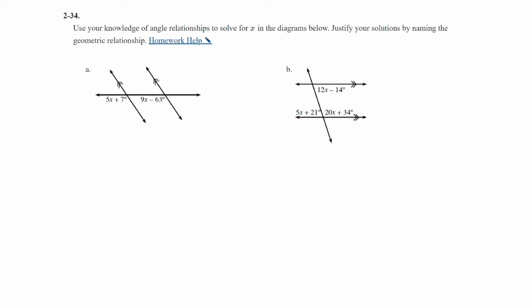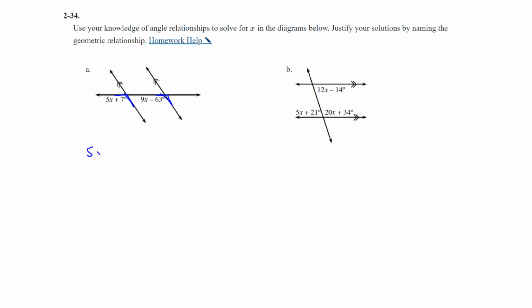Question 34. Use your knowledge of angle relationships to solve for x in the diagrams below. Justify your solutions by naming the geometric relationship. So in the first one, part A, these two angles would be considered corresponding, because this angle right here can be translated down to this one. So corresponding angles have equal measures, so we can set the two expressions equal to each other.